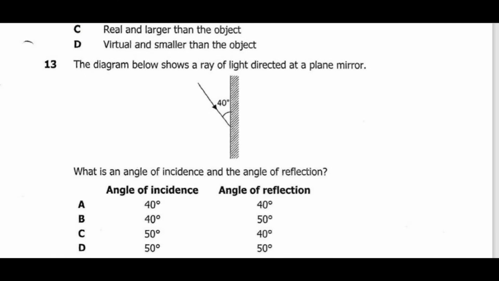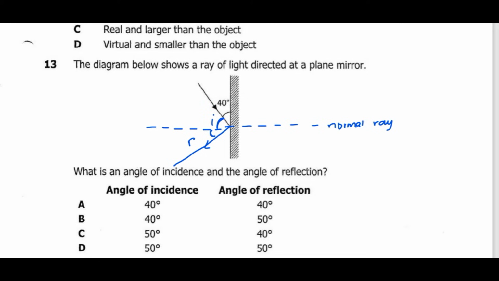The question reads, the diagram below shows a ray of light directed at a plane mirror. What is the angle of incidence and the angle of reflection? So the first one, let's draw a perpendicular line to the surface, and we know that we call this one our normal ray. Then we are going to have the reflected ray in this direction. Now the angle of reflection is formed here, then the angle of incidence is here.